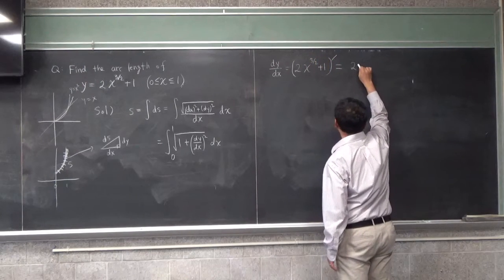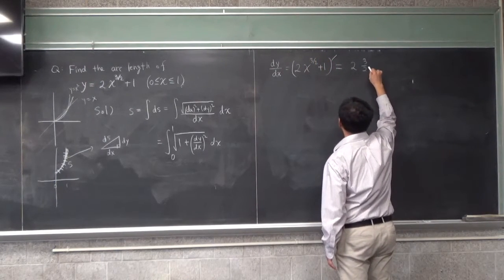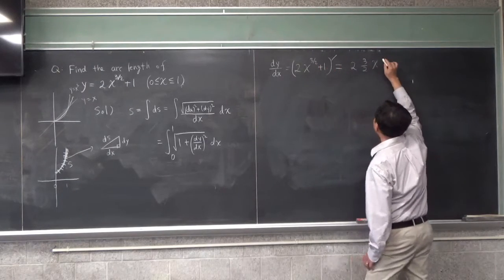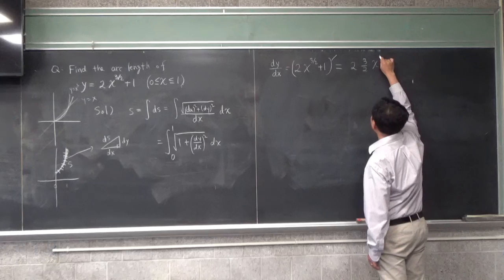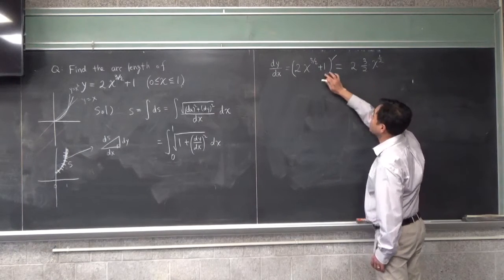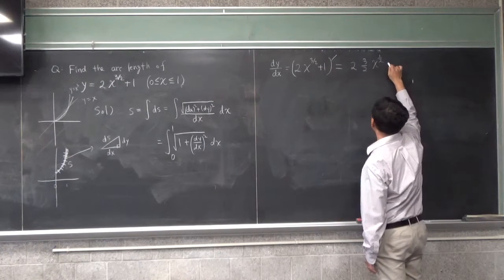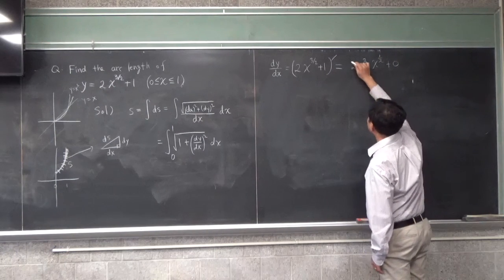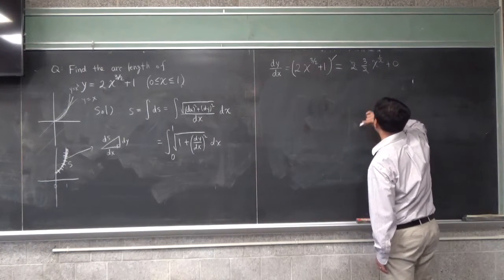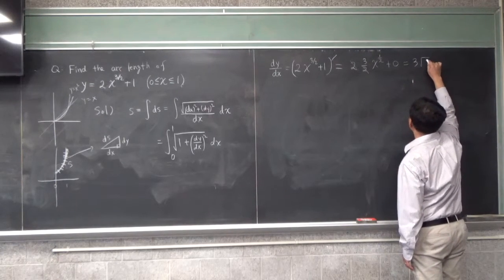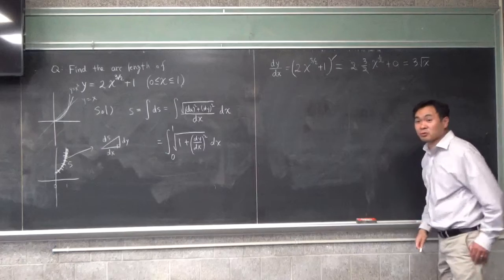So it's 2 times 3 over 2. And you have to subtract 1, right? So what is that? 1/2 power, right? What's the derivative of 1? 0. Simplify by canceling the 2 and 2 there, and you get 3 times square root of x. 1/2 power is square root, right?